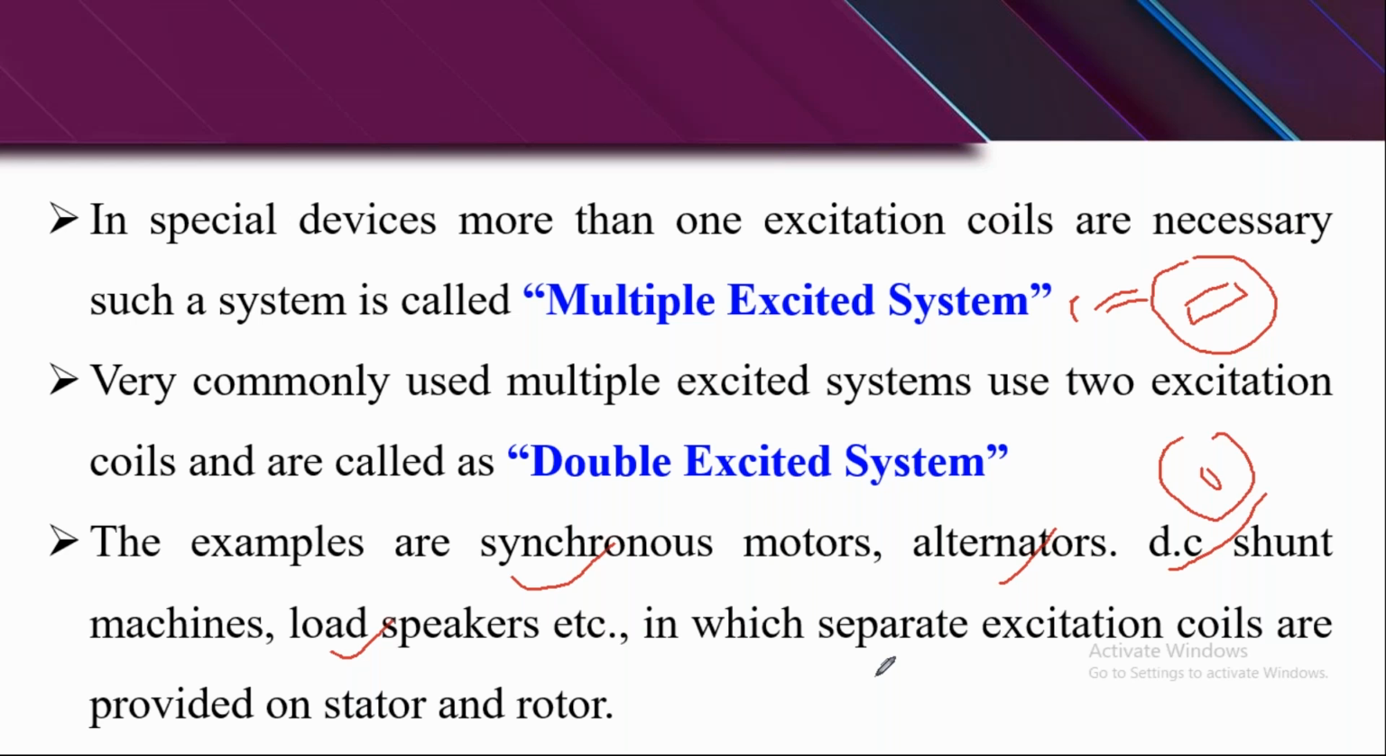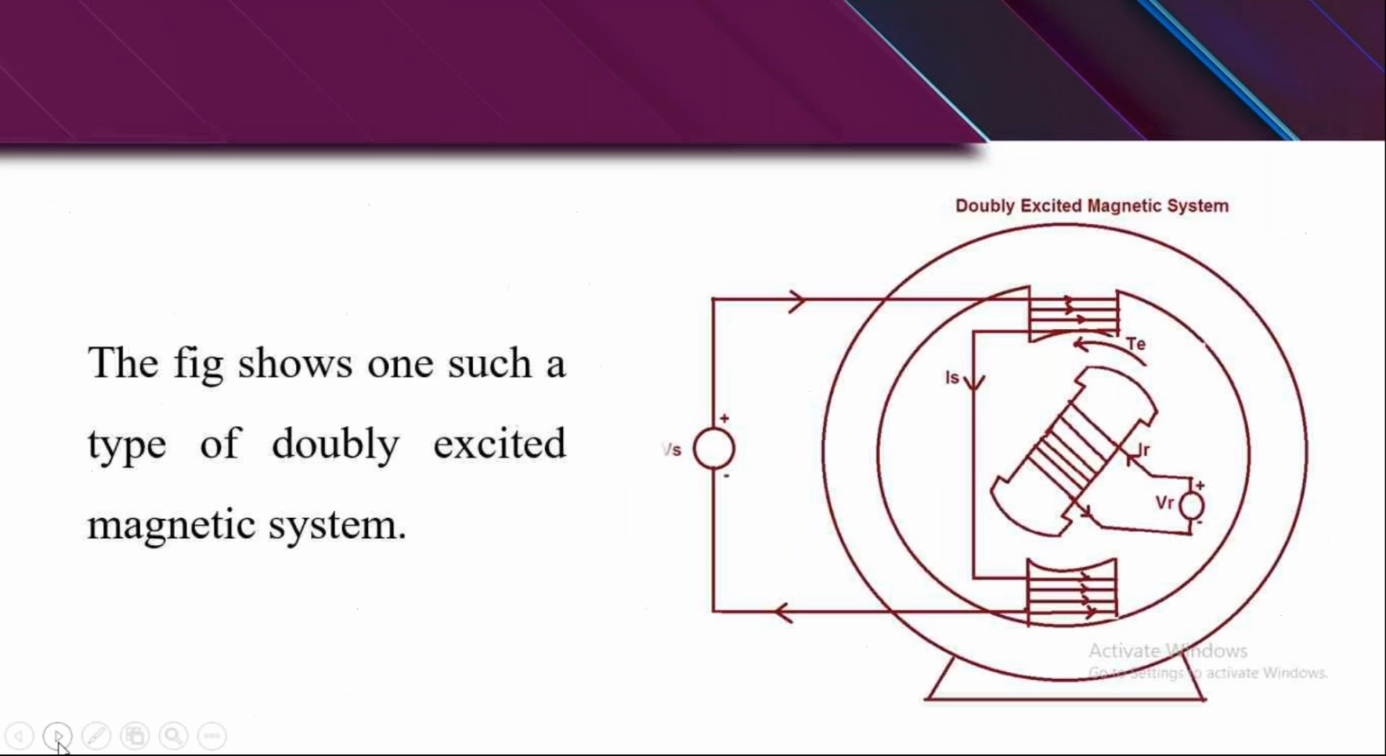Now we'll see how the double excited system looks like. Right, so just now I told you that there are different types of examples for double excited systems: synchronous machine, DC shunt motor, loudspeakers, same thing. So let's consider a synchronous machine. Here the outer part is called the stator and this part is called the rotor. Now here we are applying another supply source for the stator as well as the rotor. So that's why it is called a double excited system.